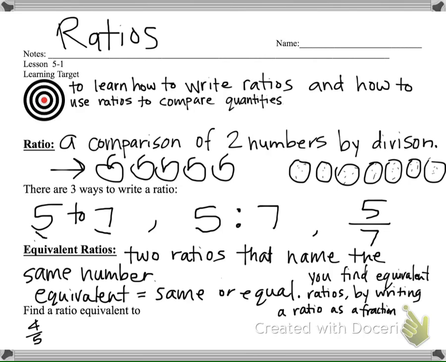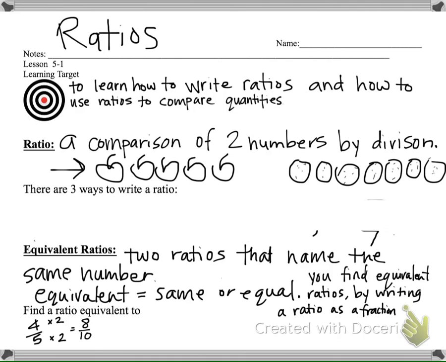Okay, and the way that you find equivalent ratios is by writing a ratio as a fraction. So this third way that we talked about, 5 apples to 7 oranges, if we wanted to write an equivalent ratio for that, we would use the fraction form. So in this case down here, you'll see I wrote 4 over 5. If I was comparing 4 boys to 5 girls, and I wanted to write an equivalent ratio for that, then I would simply multiply both sides.